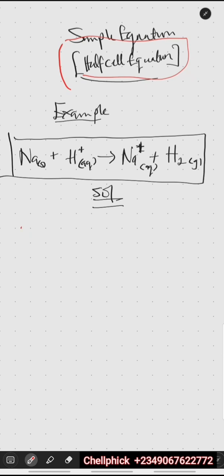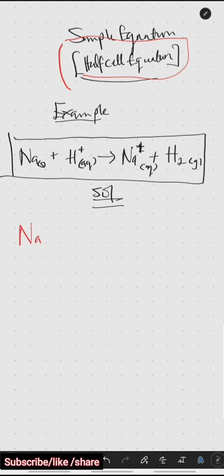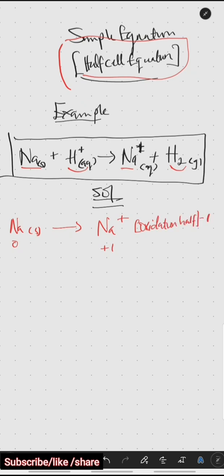The first thing you are going to do is to break it out into two, for the reactant side. So sodium becomes Na plus. This is equation 1, but you need to identify it. So let me put it in the right way to portray a good illustration. Look at it: the oxidation number of sodium here is 0, but here it is 1. That is an increase in oxidation number, which is oxidation. So we call this our oxidation half, and this is our equation 1.